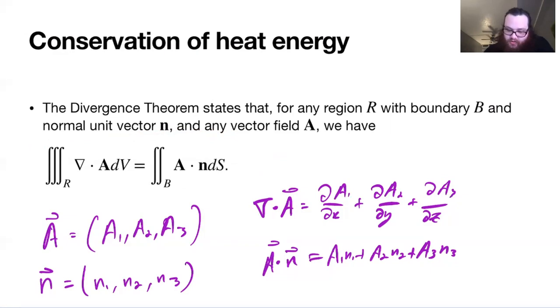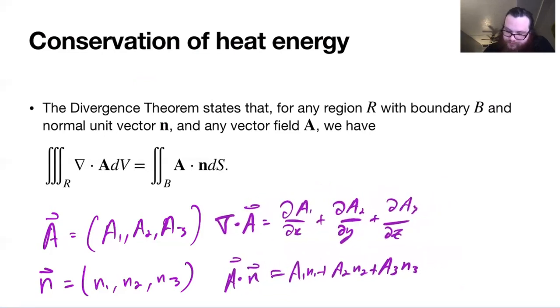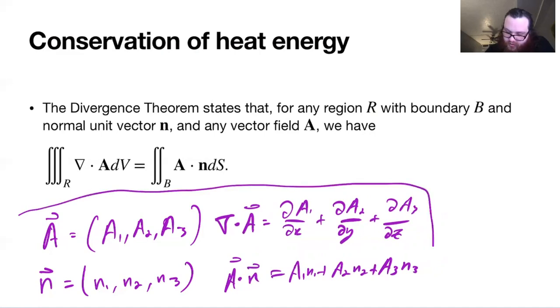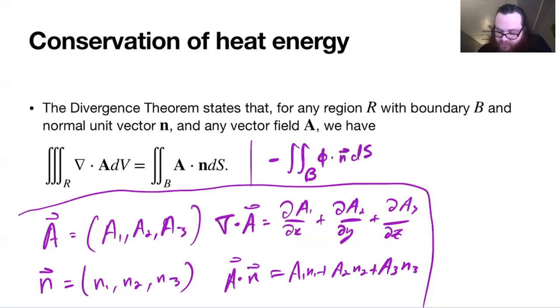But for our purposes, I can write it here. So for us, we were computing minus the integral over B of our flux dotted with the normal vector, integrated over the surface. The divergence theorem tells us that this integral is equal to minus the triple integral over the interior of the region of the divergence of the flux.